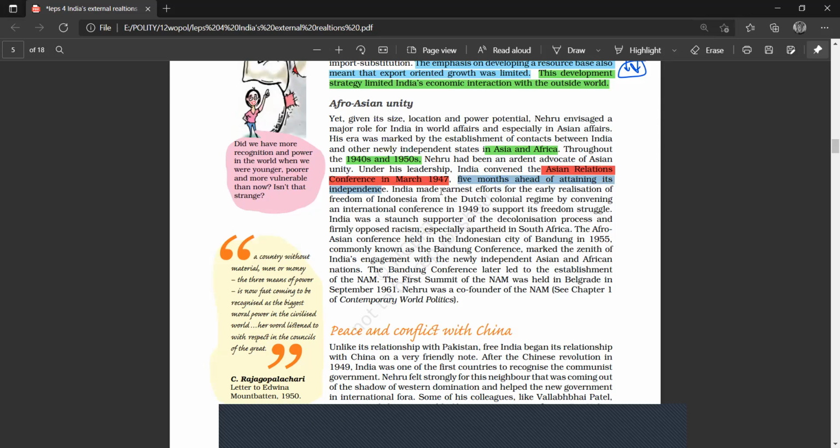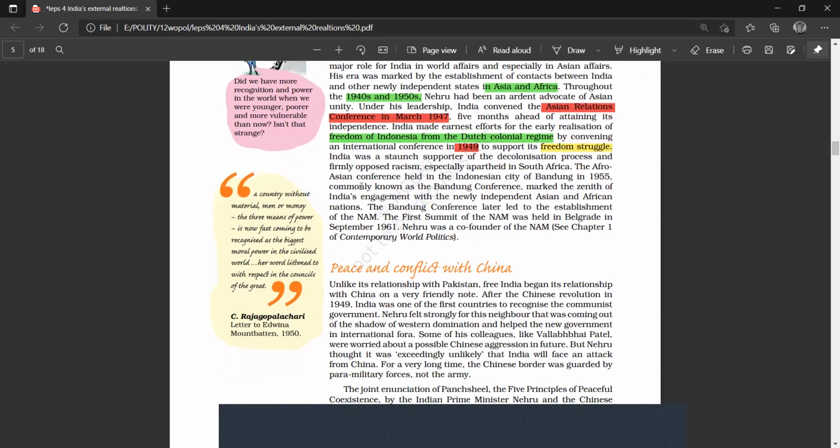India made earnest efforts for an early realization of the freedom of Indonesia from the Dutch colonial regime by convening the International Conference in 1949 to support its freedom struggle. So we helped Indonesia to get its freedom from Dutch invasion. India was a staunch supporter of the decolonization process and firmly opposed racism, especially apartheid in South Africa.